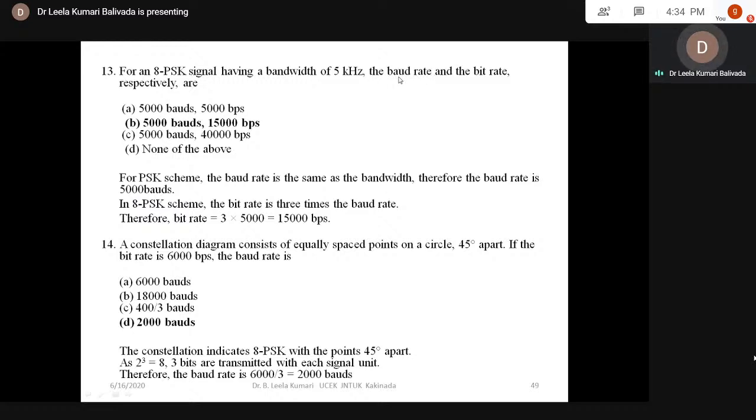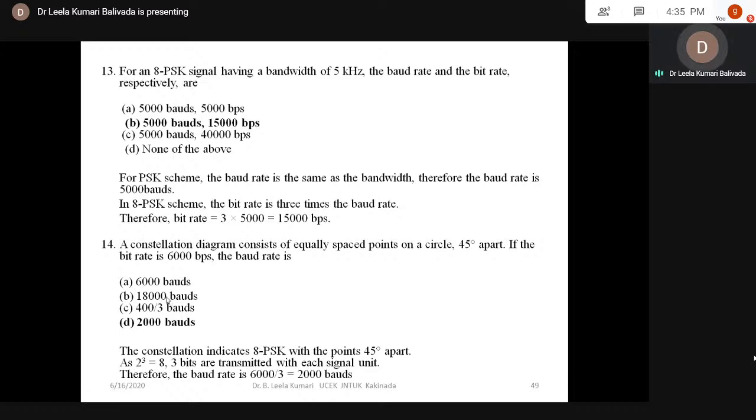Okay, and the bit rate. So the bit rate is 3 times the baud rate, because baud rate is equal to bit rate by n. Since it is 8 PSK, the number of bits is equal to 3. Therefore, bit rate is equal to 3 into 5000, which is equal to 15,000 bits per second. So baud rate is 5000, bit rate is 15,000 bps. Option B is correct.